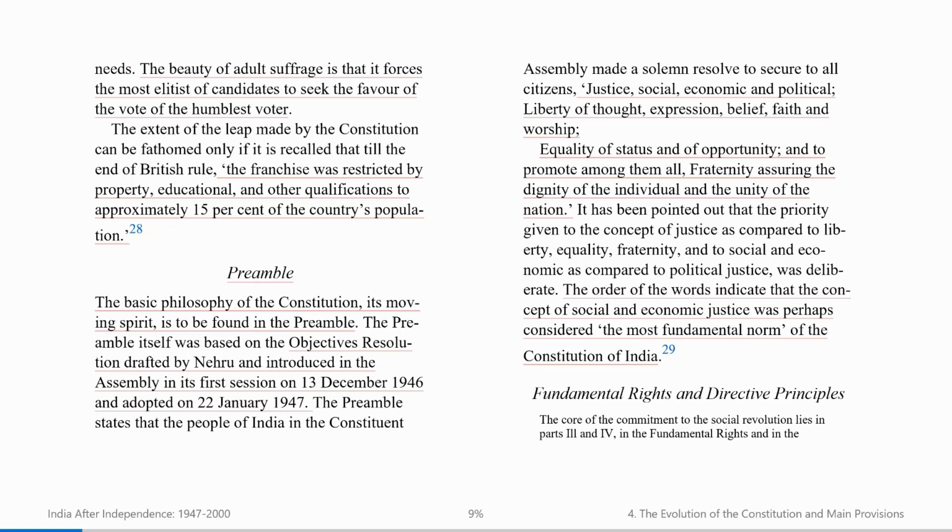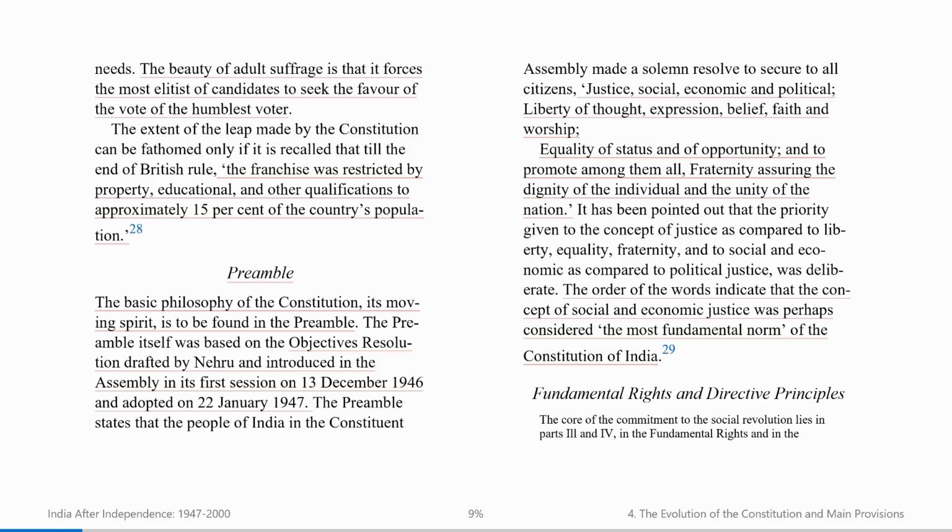The beauty of adult suffrage is that it forces the most elitist of candidates to seek the favor of the vote of the humblest voter. So it basically is a spiritual enlightenment for the elitist people in India. Initially, under British rule, the franchise was restricted by property and educational qualifications to only 15% of the country's population. That went away. Then we have something known as the Preamble, which is the basic philosophy of the Constitution, its moving spirit, and there's a question in UPSC which has come.